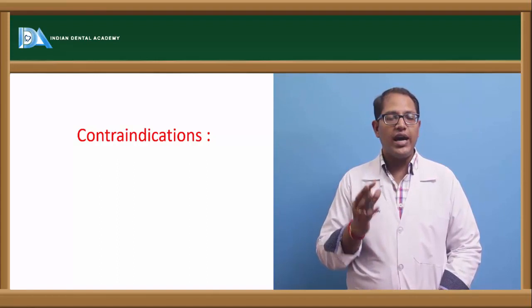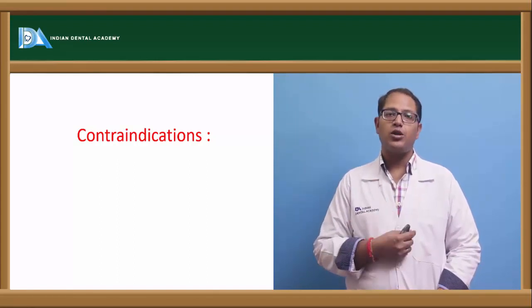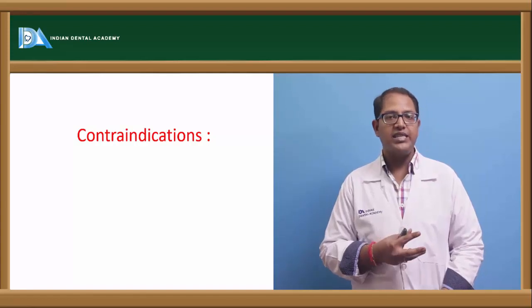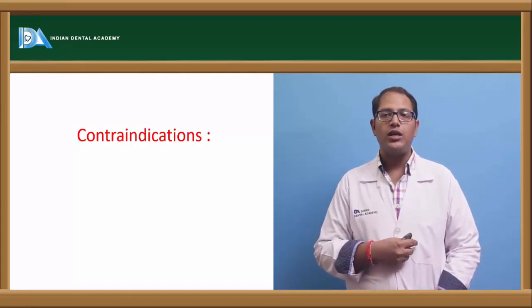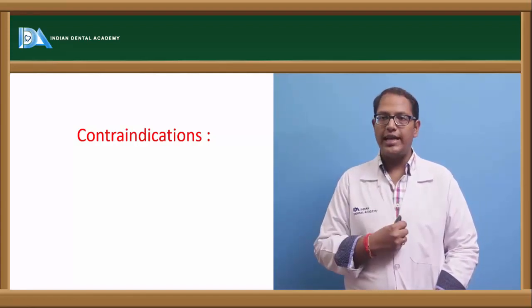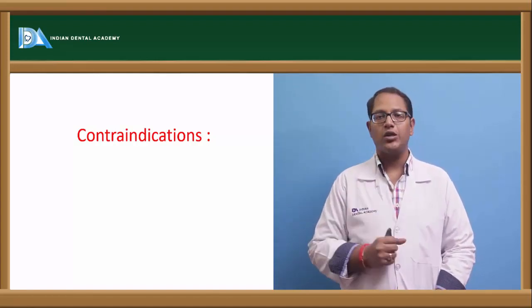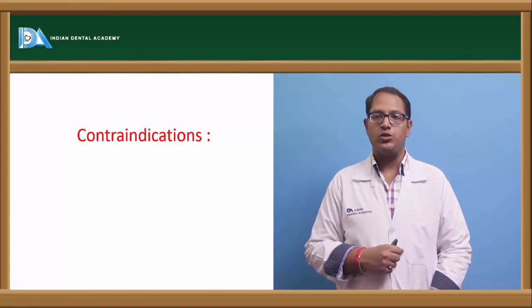Weak or fragile roots, if present, we cannot go ahead with post and core. Massive resorption, if present, we cannot go ahead with post and core. Teeth with heavy occlusal contact or plunger cusp, in those teeth also, we are not supposed to go with post and core.